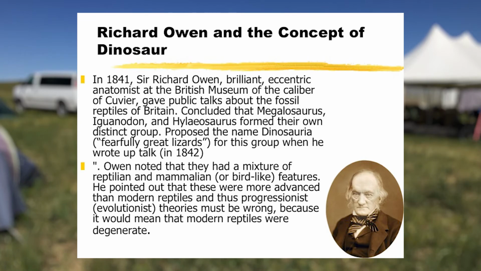1841, Sir Richard Owen brought sensibility to the whole story of dinosaurs by naming them dinosaurs, putting them all into another group outside of the other reptiles called Dinosauria.